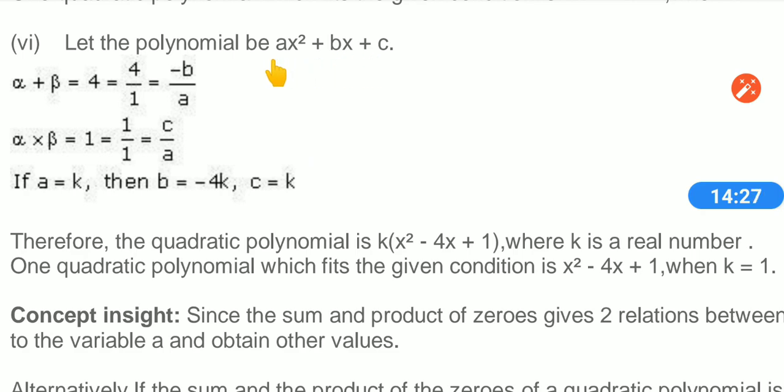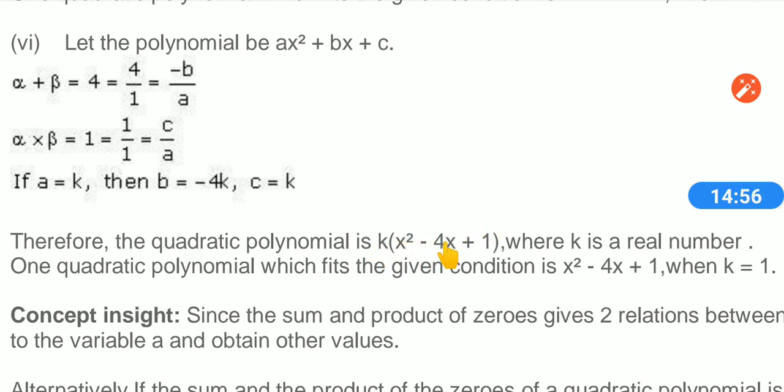Okay children, it becomes kx square. After substituting the values of a, b, c here, it becomes kx square minus 4kx plus k. Take out k common. You are left with x square minus 4x plus 1. Here k is any real number. For my simplicity, I am taking k is equal to 1. So 1 into x square minus 4x plus 1.